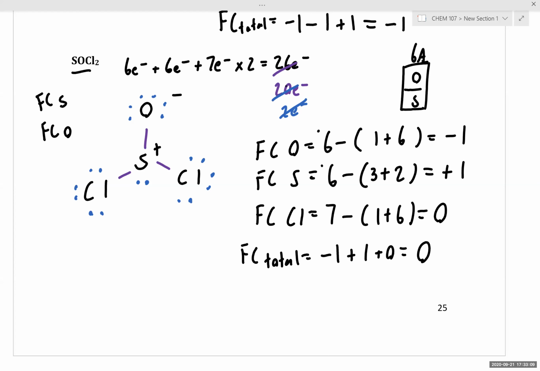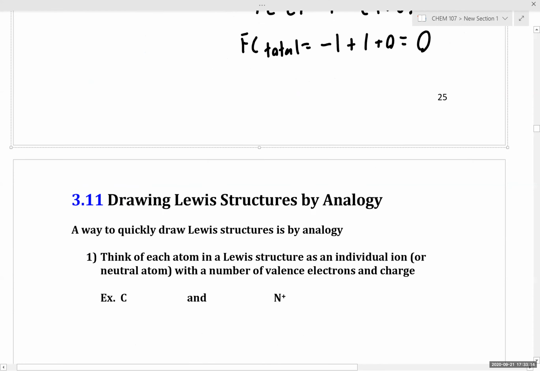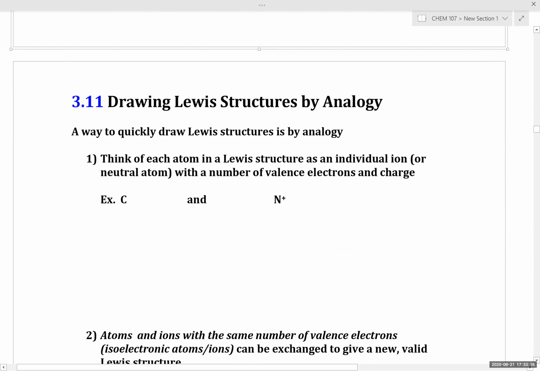If not, let's keep working on some examples. So there's a trick to drawing Lewis structures if you're good at counting the number of valence electrons. If you think of each atom in a Lewis structure as an individual ion or atom with a number of valence electrons and charge.